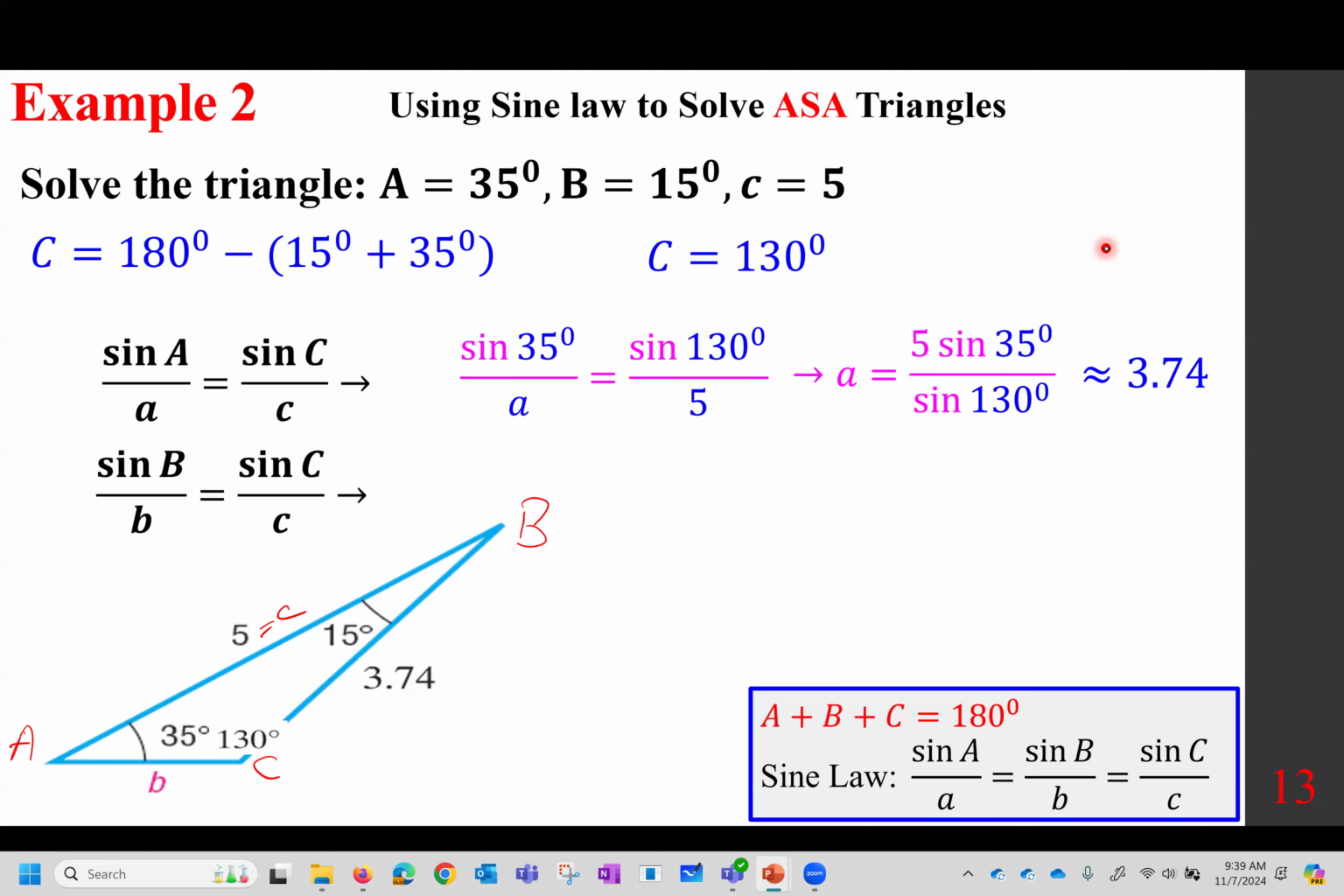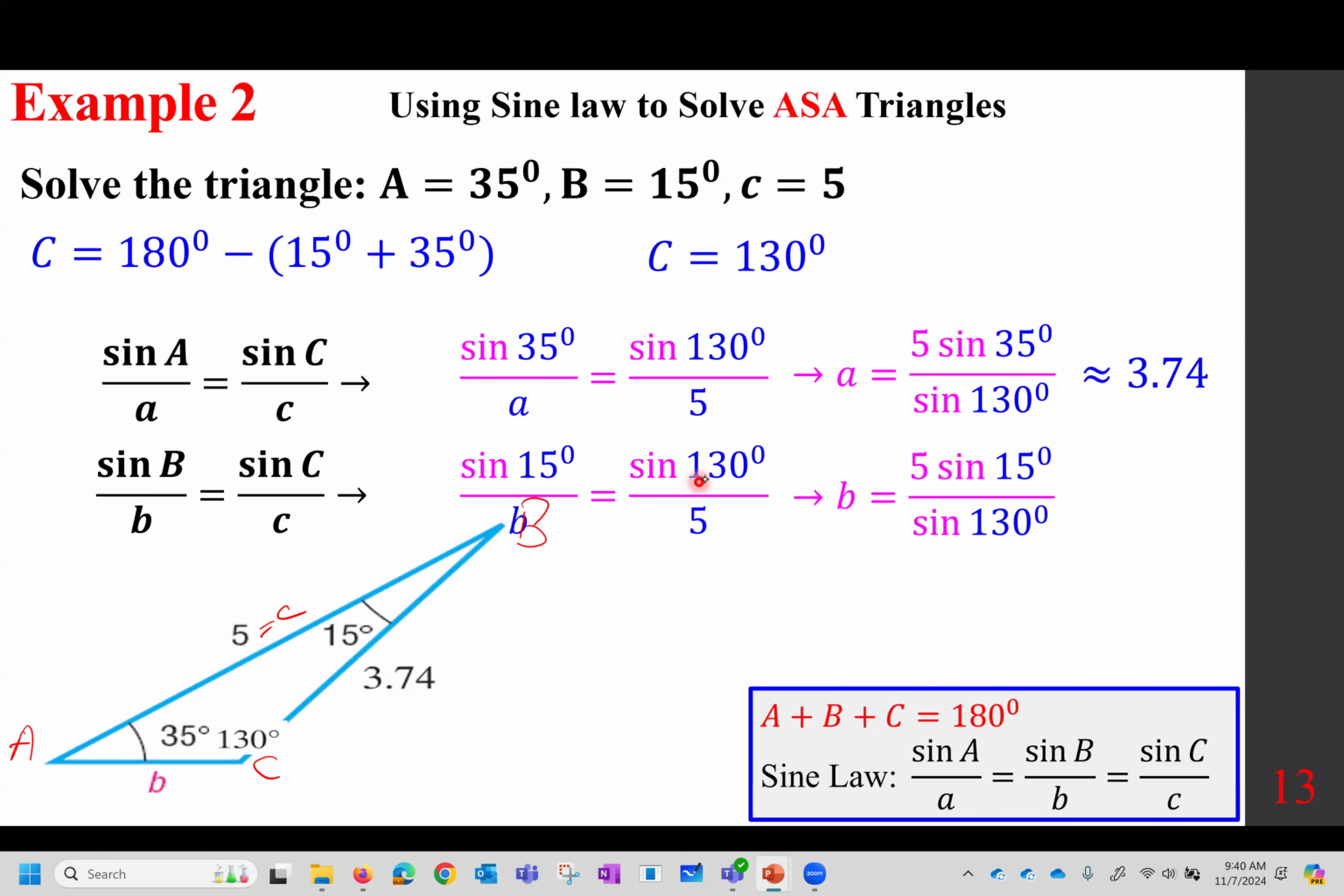Now we do the same thing, but this time with sine B over B equals sine C over C, and we plug in sine of 15 degrees over lowercase b, sine of 130 degrees over 5. Now cross product. B times sine 130 is 5 times sine 15. B must be the product of these two divided by sine 130.